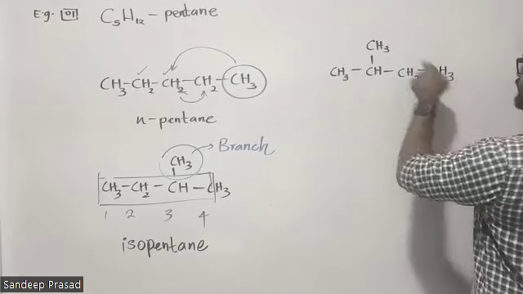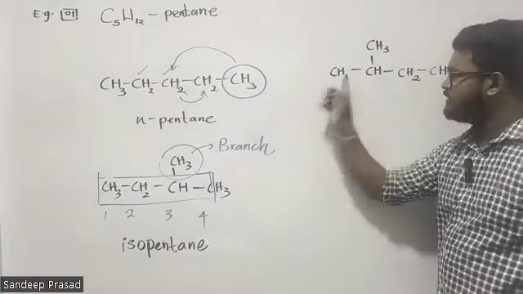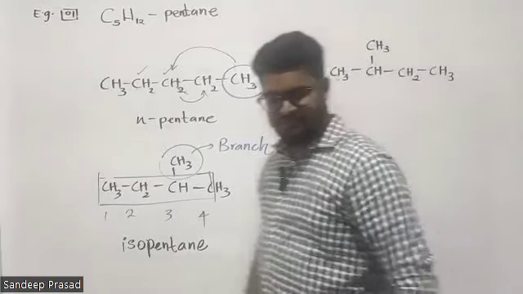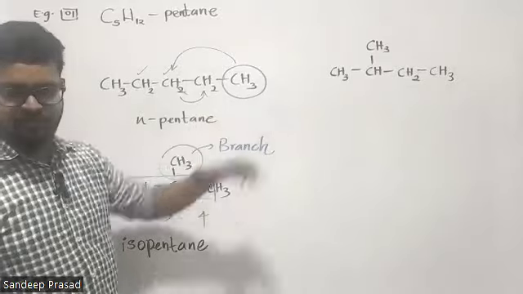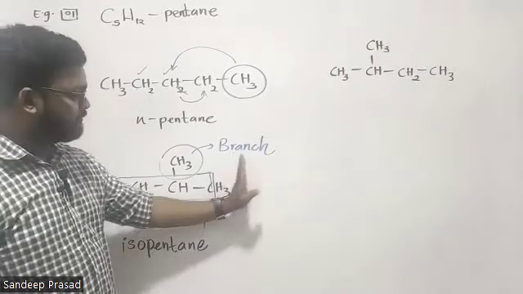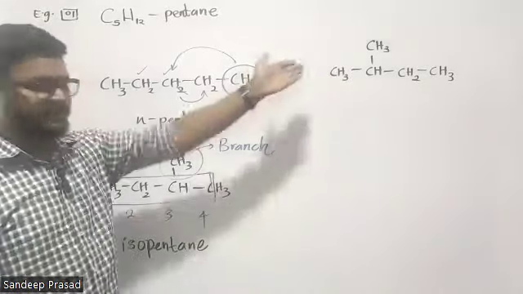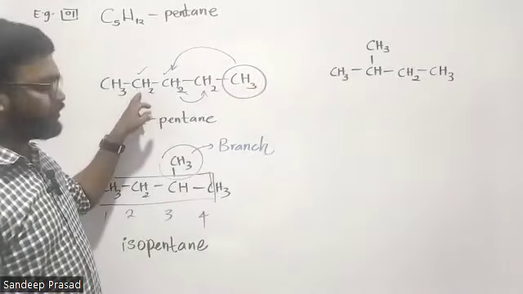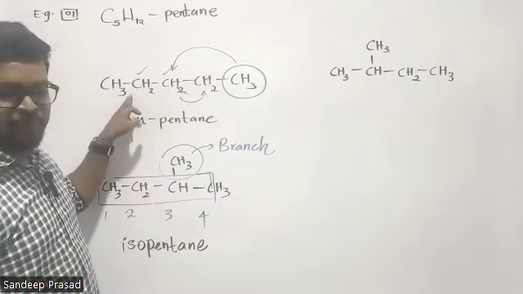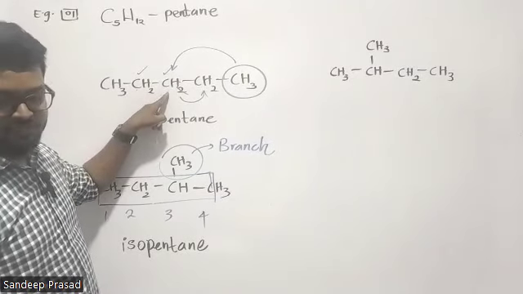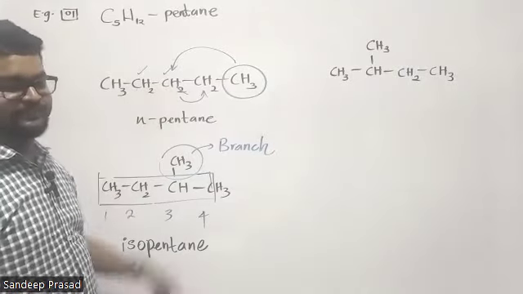One, two, three, four, branching. What do you think about this one and this one? When you keep a mirror in front of this one, you will obtain that one. Same thing. There is no point in drawing a structure by connecting this CH3 to here after drawing a structure connecting to this carbon atom. No point.